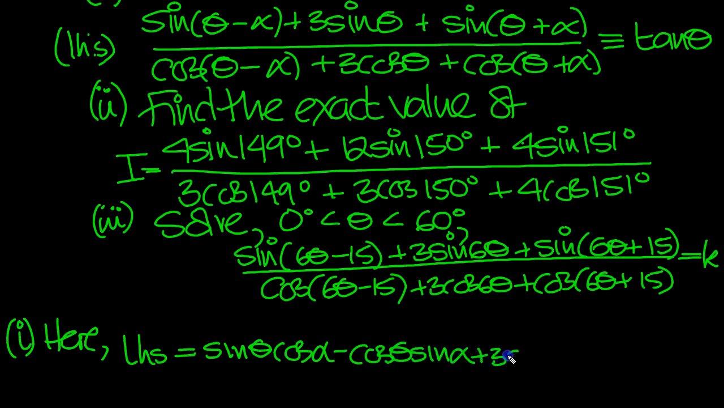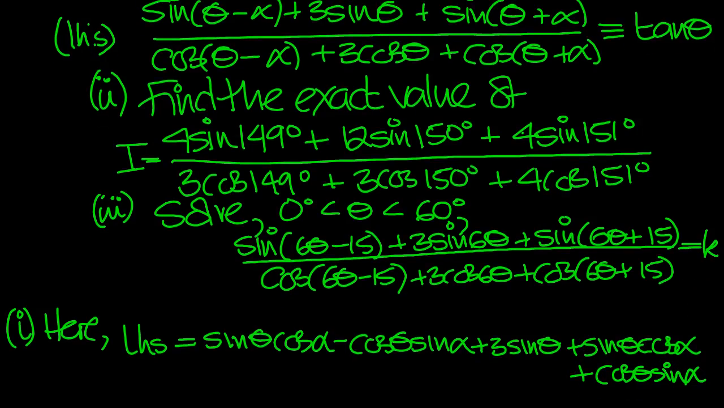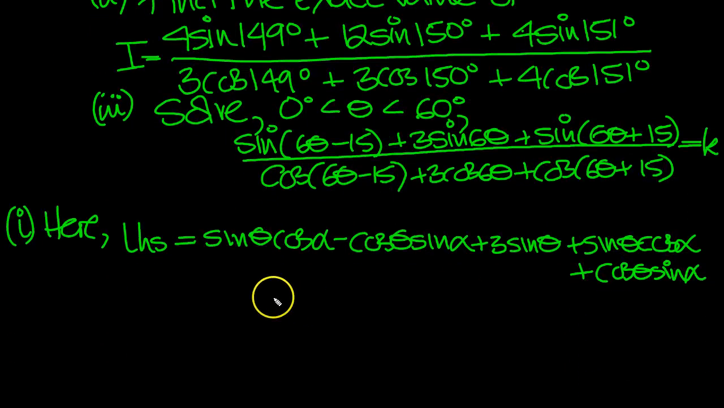Plus the 3 sine theta, and then it's sine cos for the next one, compound angle: sine theta cos alpha plus cosine theta sine alpha. That's a plus there, wasn't it? Okay, so that's the numerator. Now the denominator.